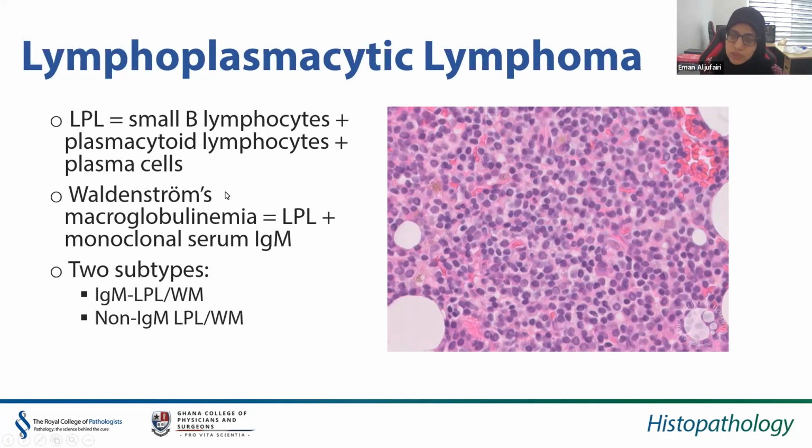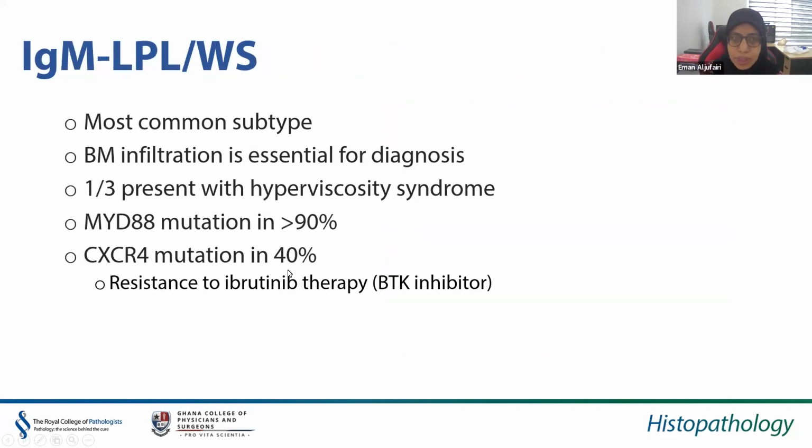The new change in the new WHO is that we're making a distinction based on the serum monoclonal immunoglobulin. If it's an IgM, that will be your IgM lymphoplasmacytic lymphoma or Waldenstrom macroglobulinemia, while for the other subtypes, we will have the non-IgM LPL. I will go into a little bit of detail about this. The IgM is the most common subtype, and that's what we usually know.